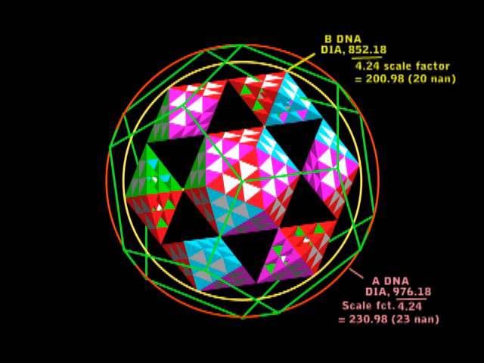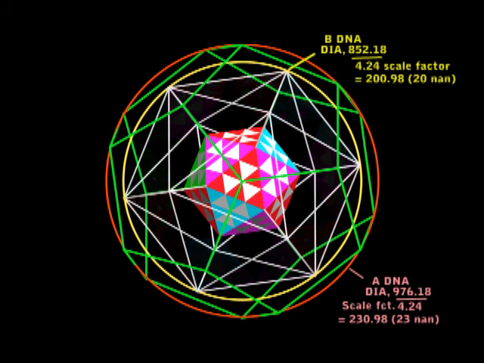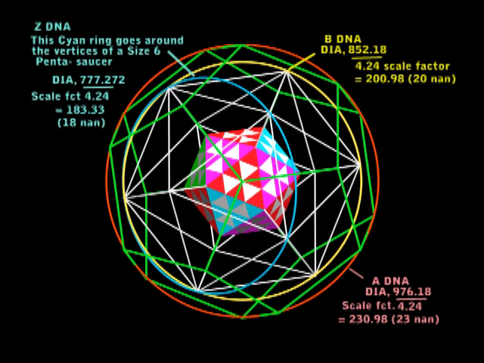So now we're on the diameter subject, let's take a look at the Z diameter. Let's bring a size 6 Icosa into the scene. Now I'm going to bring in a cyan ring, and it goes around the vertices of a size 6 saucer on this Icosa. I'll show a saucer ring half the size around the coloured size 3 Icosa. It will make it easier to figure out. It took me quite a while searching for this diameter, so we'll get to this later.